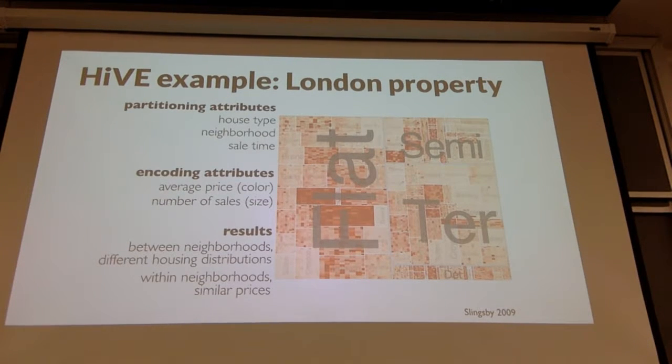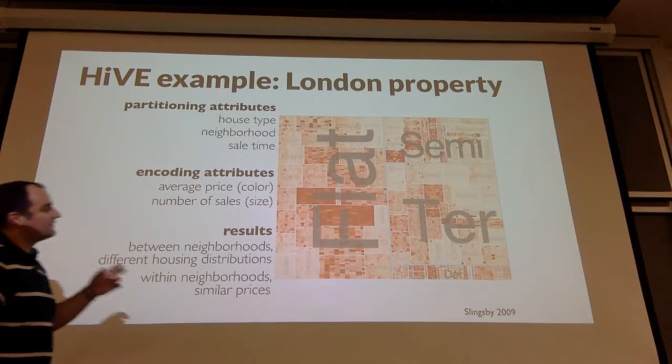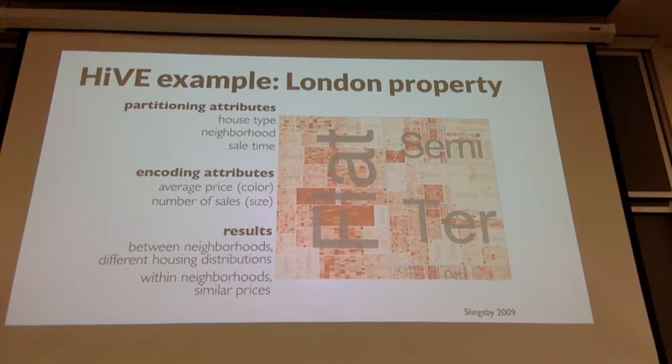And so here's an example of London property being partitioned. We have a data set of property values and associated attributes in London. The partitioning attributes are house type, flat, semi-detached, or terraced house. Then the neighborhood, so you can see that within the second level, within the flat category, we now have neighborhoods like Sutton, Croydon, Kingston, and so on. And then sale time. So within those small neighborhood rectangles, we have also partitioned by sale time.